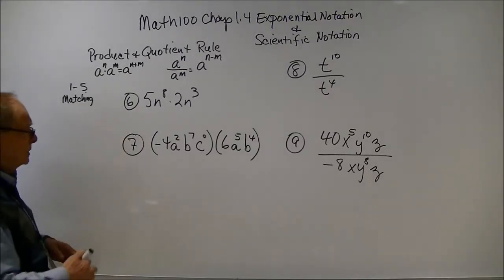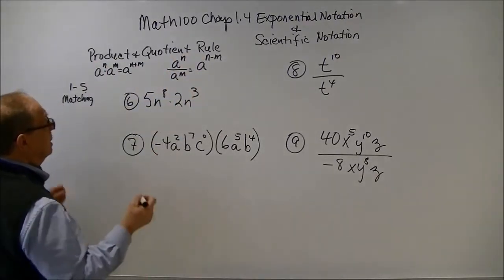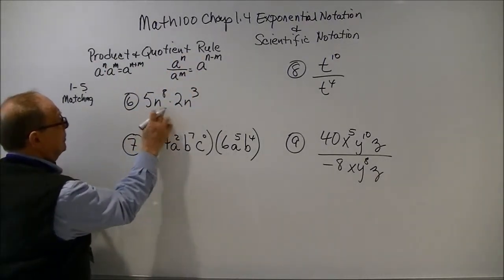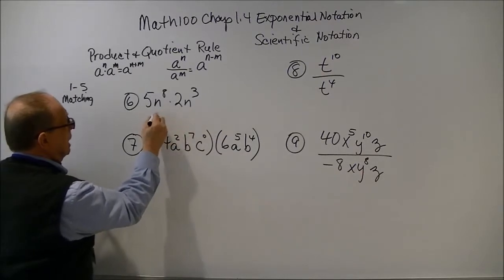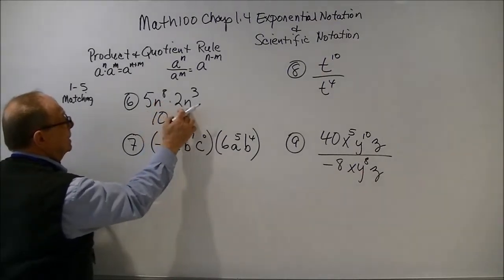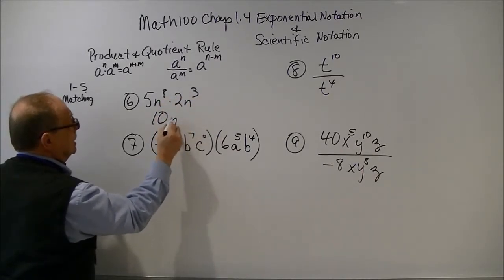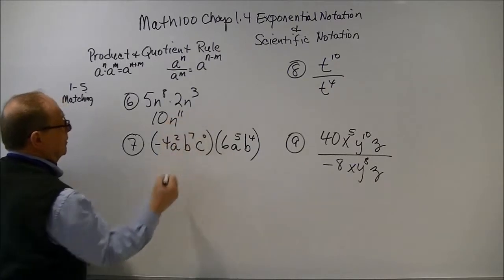So as we go to number 6, here we're using the product rule. We are multiplying 5 times 2, that'll be 10. And then n to the 8th, n to the 3rd, add the exponents, n to the 11th.